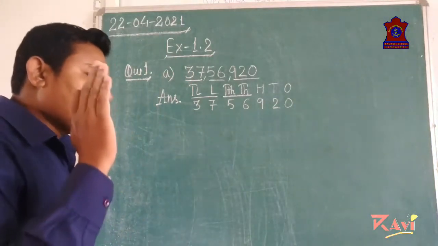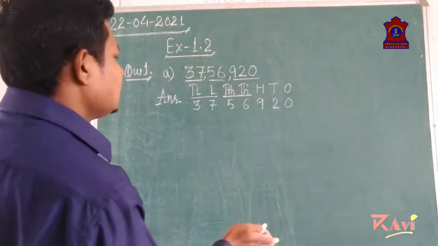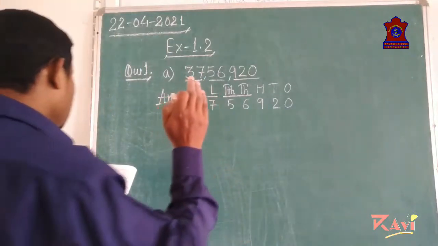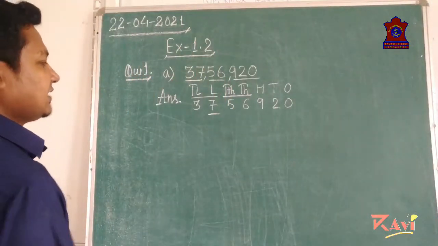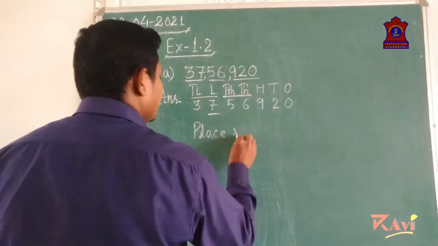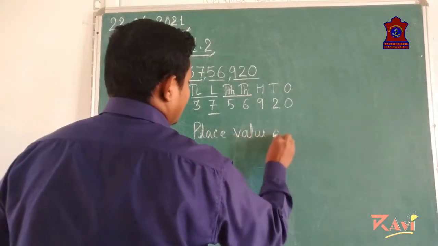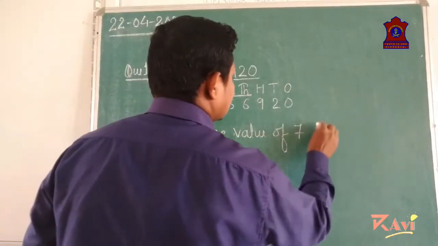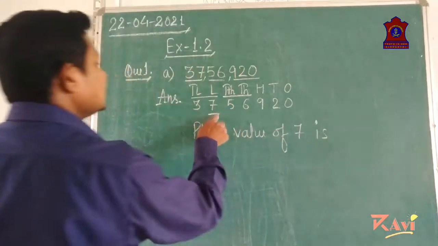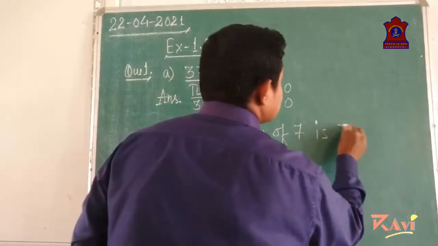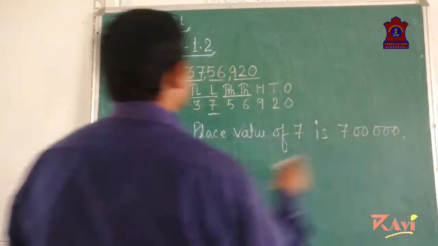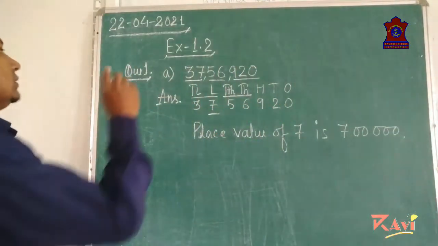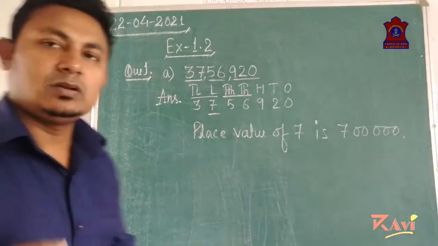Now, what you have to find out is, what is the place value of the digit 7? So write it, place value of 7 is, 7 is at lakhs place, 7 lakh. Like this, you can solve the other questions of question number 1.